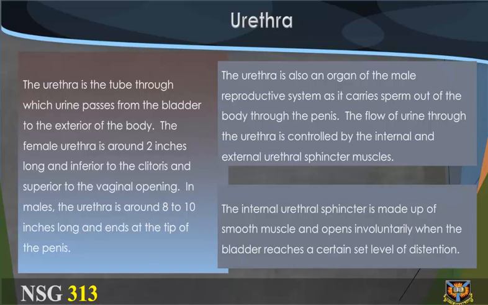The flow of urine through the urethra is controlled by the internal and external urethral sphincter muscles. The internal urethral sphincter is made of smooth muscle and opens involuntarily when the bladder reaches a certain set level of distension.